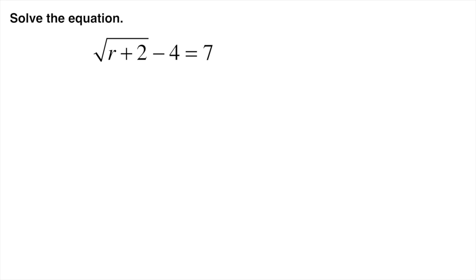This is a radical equation that we want to solve. We want to try to find the value of r. Anytime we're dealing with any sort of a radical equation, the very first thing that we have to try to do is to isolate the radical.